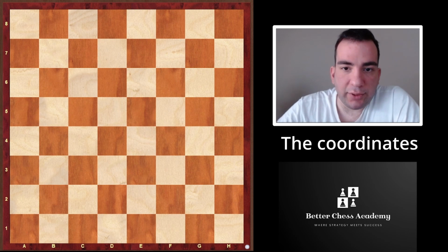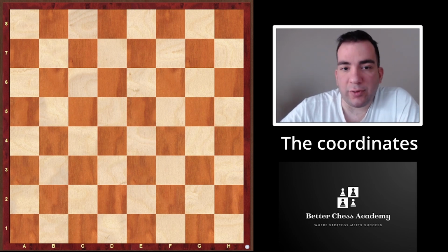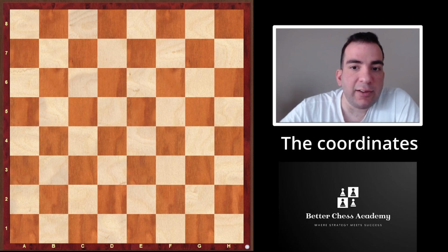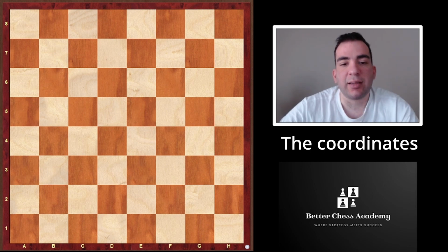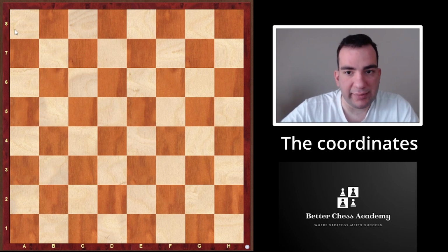Let's start with an empty board. There are 64 squares, 32 are white and 32 are black. The first thing we should learn are the coordinates. There are some letters and some numbers, as you can see.